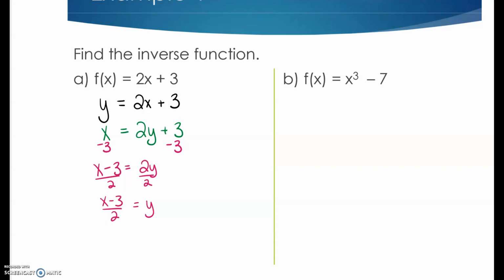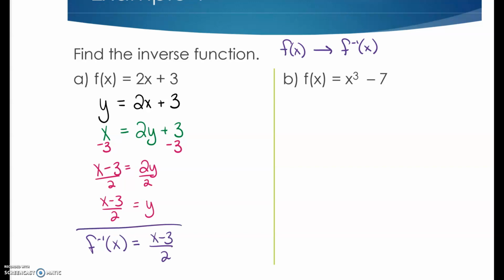When we change it back to that symbol, f of x is the original, and we're trying to get f negative 1 of x, the inverse of the f function. So f negative 1, the inverse of f, is x minus 3 over 2. And now you might notice some things. In the original problem, we had 2 times x, and in the inverse, we have divided by 2. In the original, we have plus 3, and in the inverse, we have a minus 3. So you can see all these things in here that are going to undo each other.